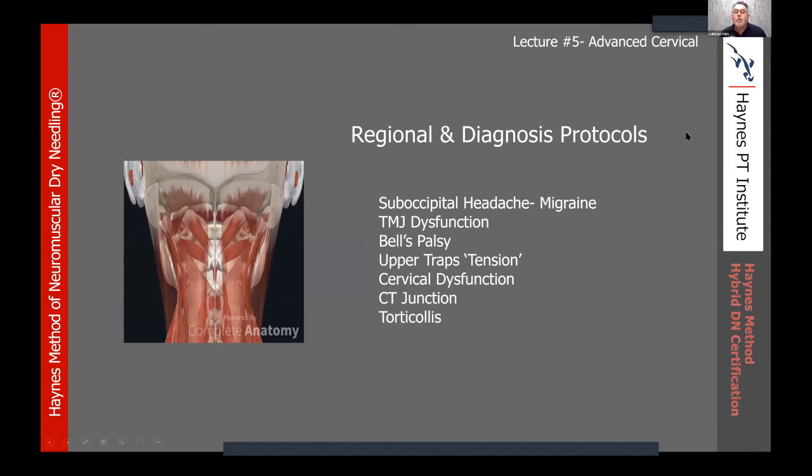Okay, so on our regional and diagnosis protocols, we're going to look at our suboccipital headache, our migraine protocol, our TMJ dysfunction, our Bell's palsy, our upper trap tension protocol, and any of our cervical dysfunction, which includes almost anything in that region. As we get closer to the cervical thoracic junction, as we start looking at scapulothoracic and then further distally, we need to look at how we can bring in the CT junction as well. And lastly, we'll look at torticollis. We don't see it that often, but it can be an issue that can benefit from dry needling.